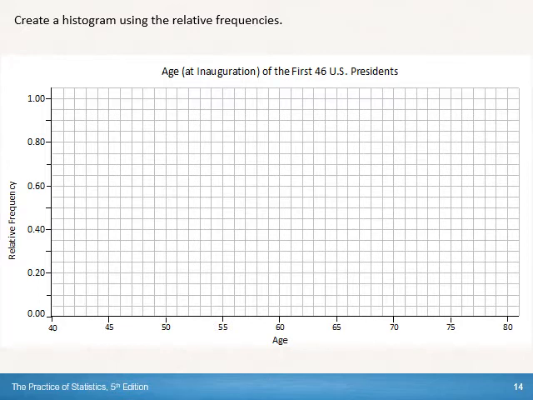Okay. So now let's create a histogram. So look at your relative frequencies. The relative frequency is simply going to tell us the height of each of our bars in our histogram. And you can see it's slightly skewed right, mainly because of our last two presidents. Before President Trump, the graph would have been fairly symmetrical, but Trump and Biden were rather old, and so they sort of now make this thing skewed to the right.